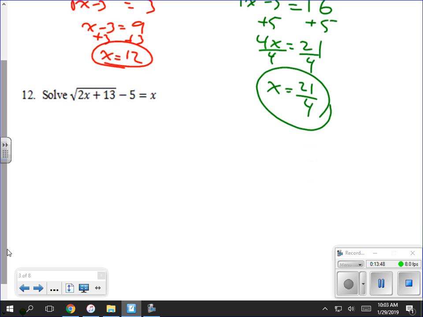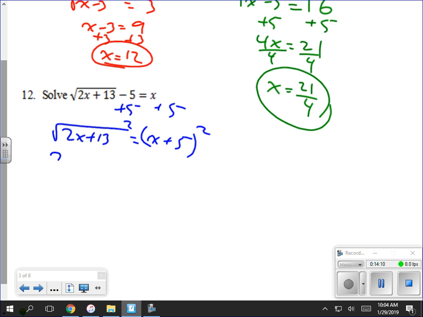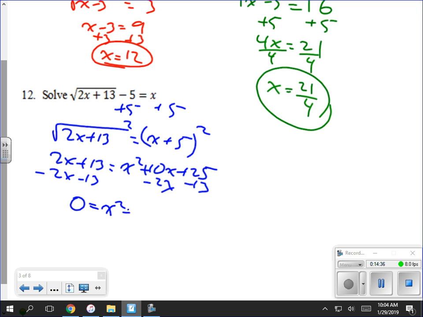And now the fun one. I think it's fun. First step, add 5 to both sides. Square root of 2x plus 13 equals x plus 5. Square both sides. 2x plus 13 equals x squared plus 10x plus 25. It is not x squared plus 25. It's x plus 5 times x plus 5. You have to have that middle term. Subtract 2x from both sides. Subtract 13 from both sides. So you get 0 equals x squared plus 8x plus 12.